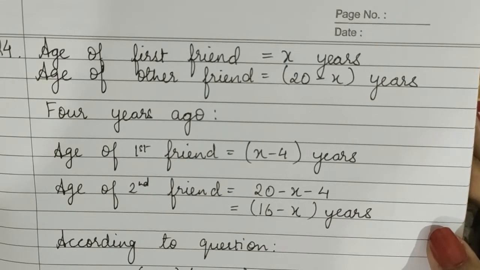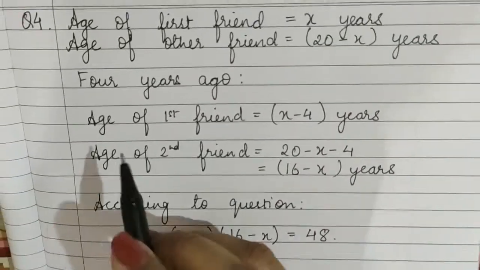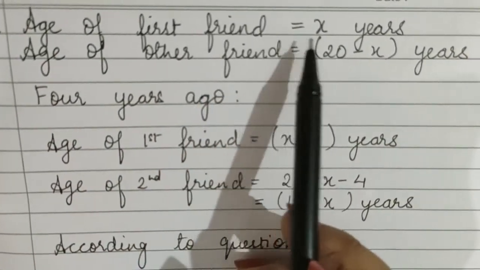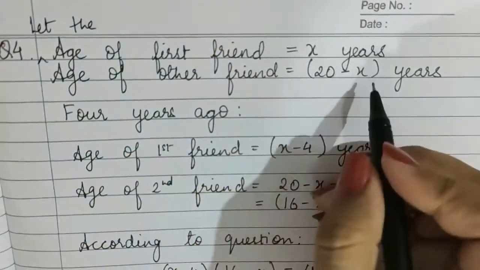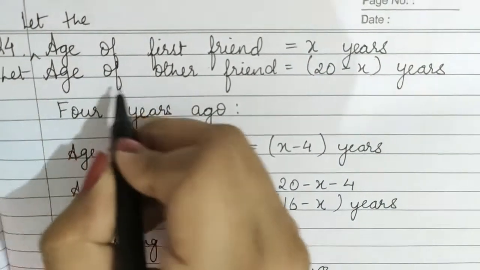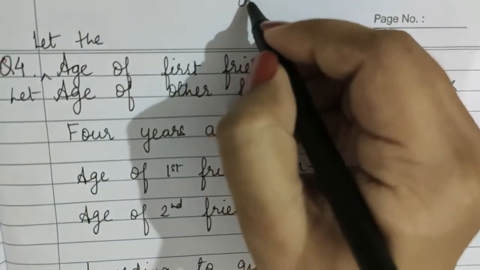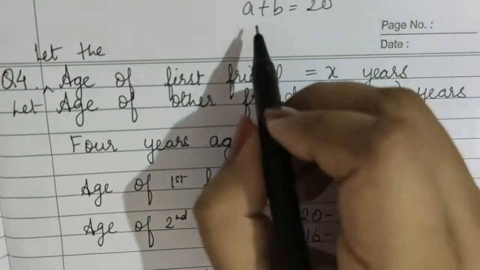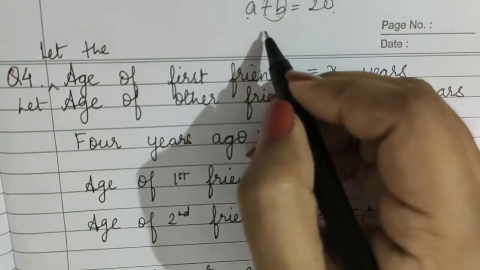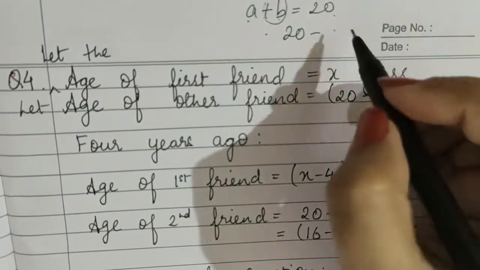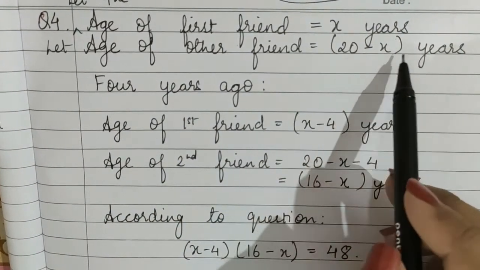So over here we have to see whether the situation is possible, and if so, whether we can determine the present ages. Your first statement will be: let the age of the first friend be x years. And let the age of the other friend be 20 minus x, because if a plus b equals 20, then the other number can be 20 minus that particular number. So the age of the other friend is 20 minus x years.